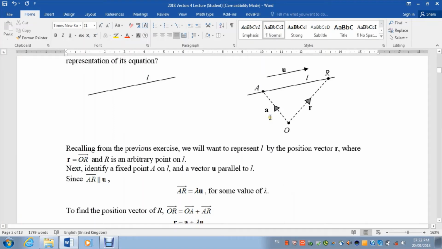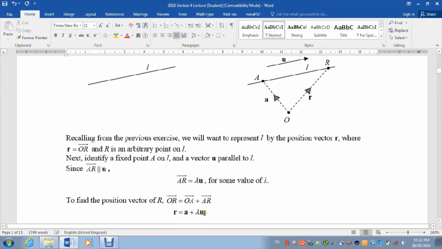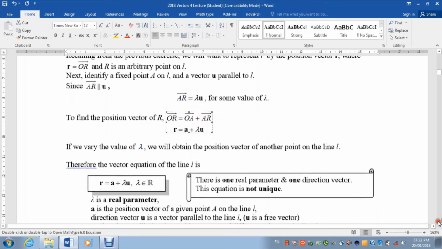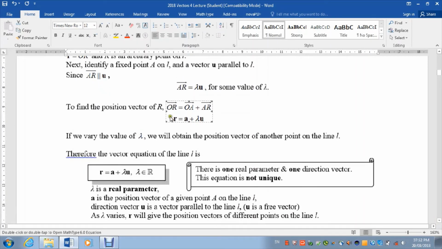Now I know what is OA. OA is simply A, and AR is lambda U. So I can actually say that the position vector of R, and R is any point on the line, can be represented as R equals to A plus lambda U. Therefore this is also known as the vector equation of a line.